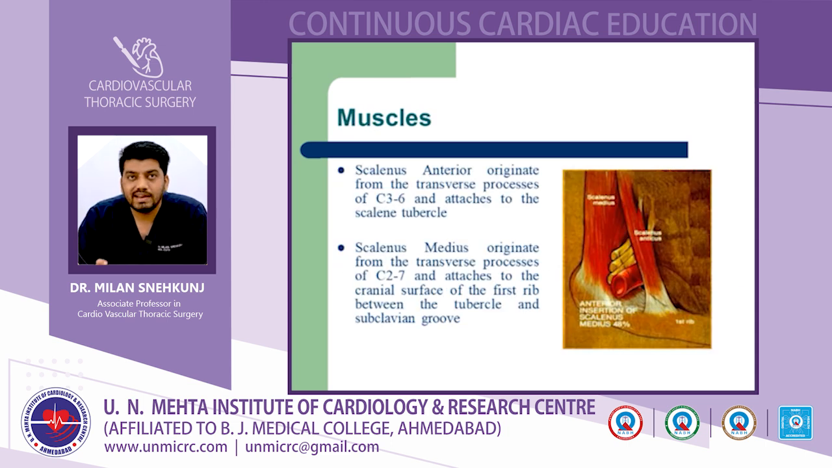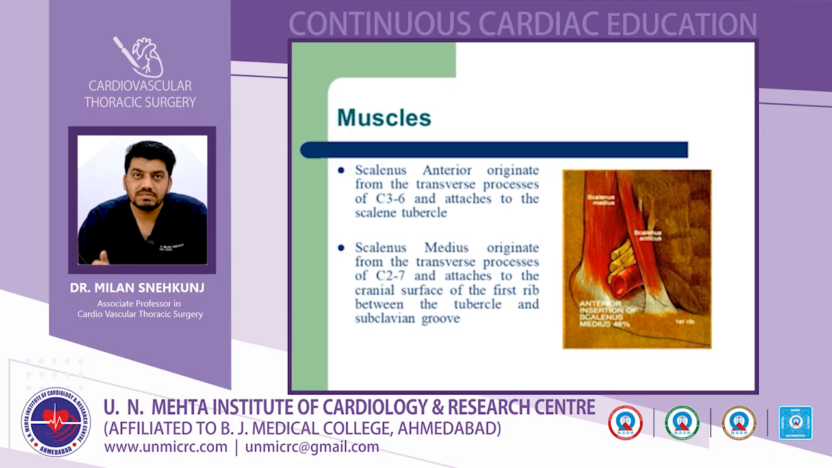As far as anatomy of thoracic outlet region is concerned, three muscles play an important part in the pathophysiology and treatment of thoracic outlet syndrome. First is scalenus anterior muscle, second is scalenus medius muscle, and third is pectoralis minor muscle. Also brachial plexus anatomy is equally important.